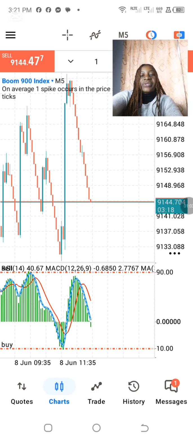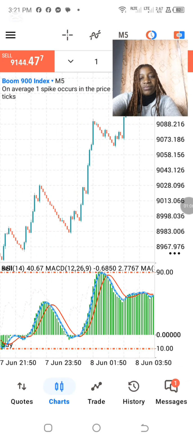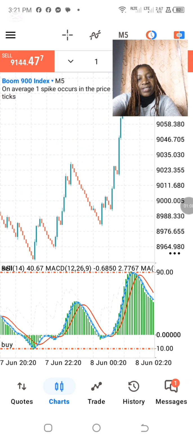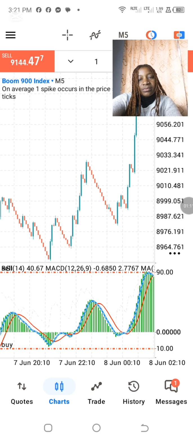So let's look for another perfect entry position. We are still in Boom 900. Let's backtest together and see how effective this strategy can be.